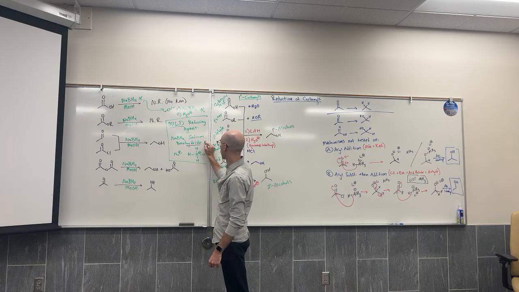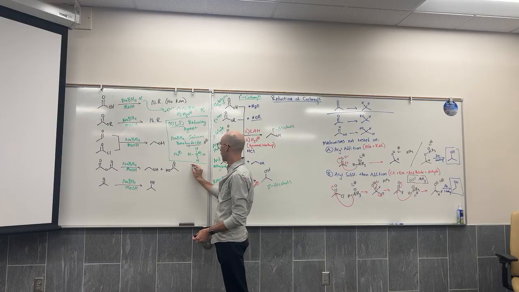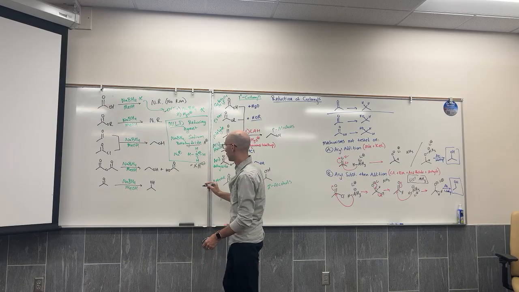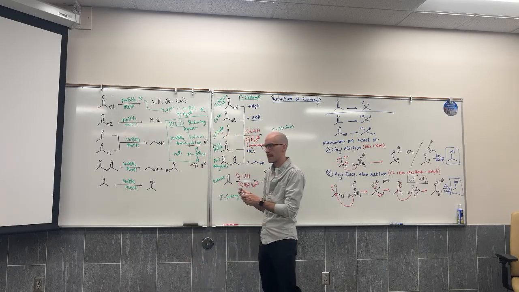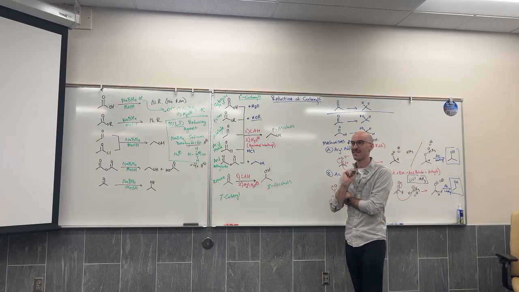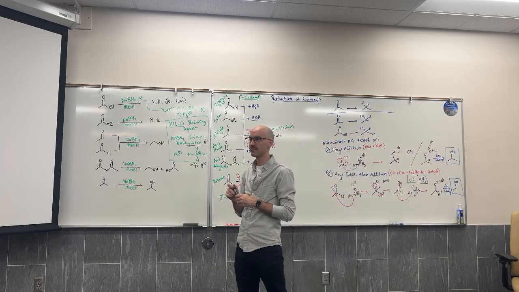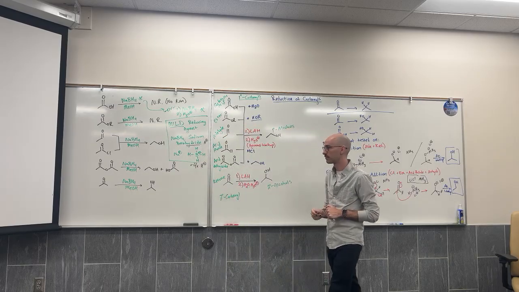But they both are hydrides. They're both negatively charged H's. We can think of this as 4 equivalents of H minus. But they're stronger with the aluminum. The aluminum's less electronegative than hydrogen. Aluminum is even less electronegative than boron.